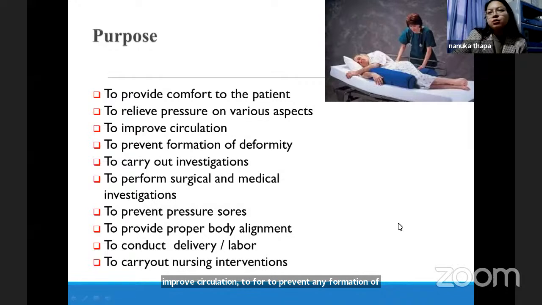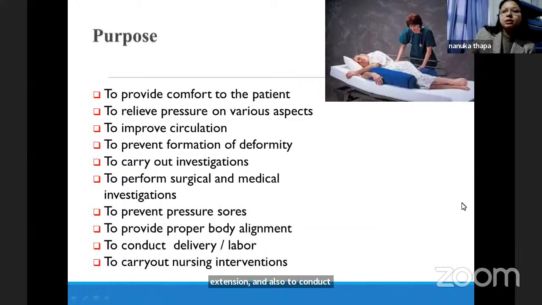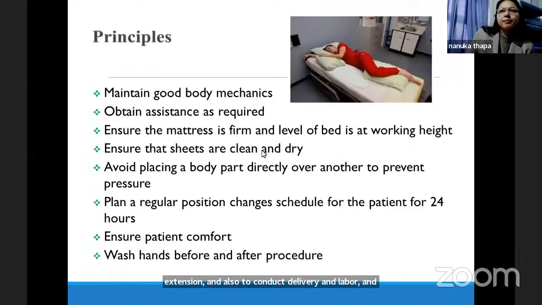And because of that, we need to shift the patient from side to side or whatever position that we need to do. To carry out any investigations, any surgical and medical investigations or interventions, as I said, to prevent any pressure source, to provide proper alignment of the body, to prevent any flexion, extension, and also to conduct delivery and labor, and also carrying out nursing interventions.